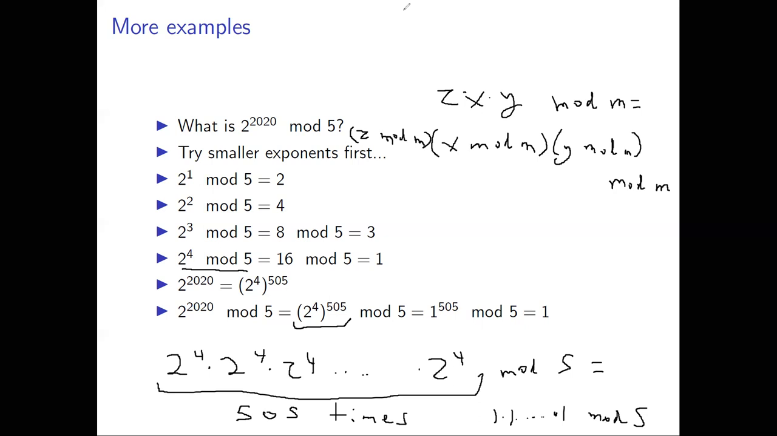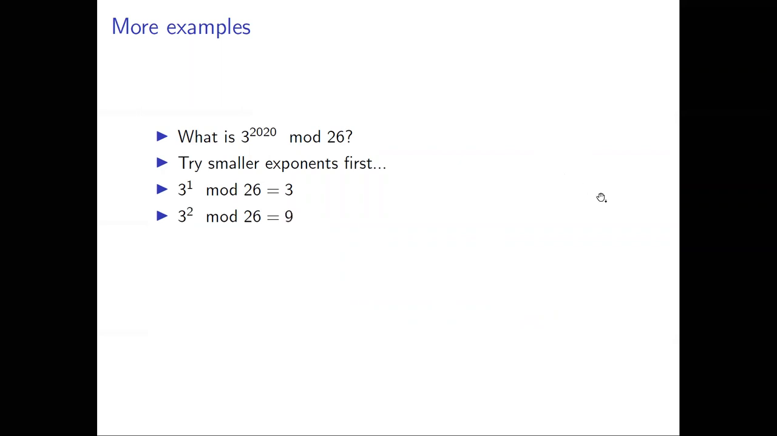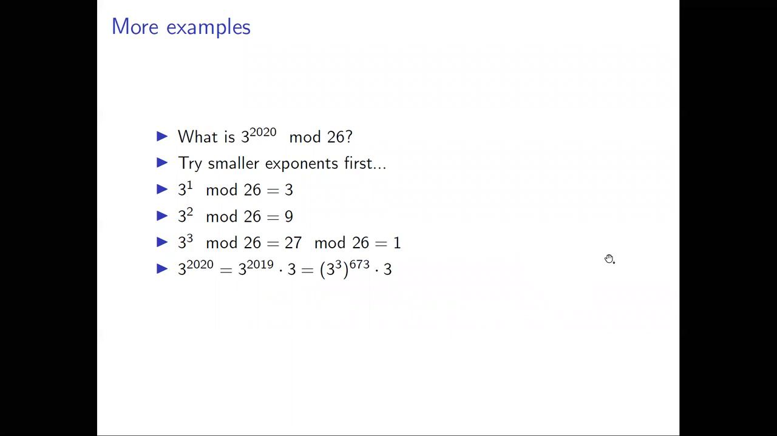Let's see another one. What is 3 to the 2020 mod 26? Like the last one, we'll try some small cases first. 3 to the 1 mod 26, this is just 3. 3 to the 2 mod 26 is 3 squared, which is 9. This one is interesting though. 3 to the 3 mod 26, we get 27 mod 26, and it becomes 1. This makes the problem much easier, because 3 to the 2020 we can write as 3 to the 2019 times 3.